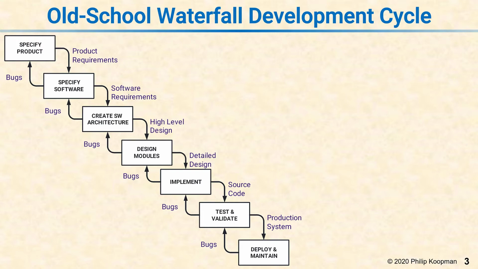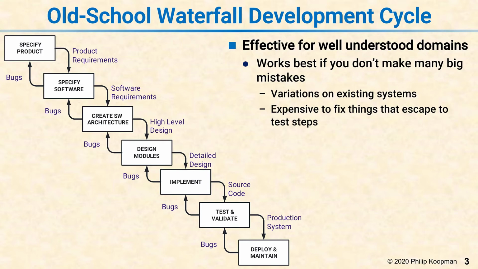The waterfall process is effective for well-understood domains. If you've designed 57 thermostats before, and you're making thermostat number 58, and you know what all the requirements are, and you have a good idea what design is going to work, waterfall might work very well for that. It works best if you do not make a lot of big mistakes.